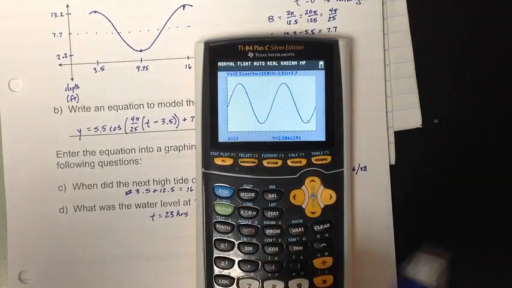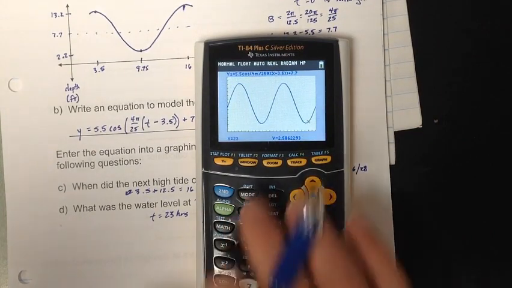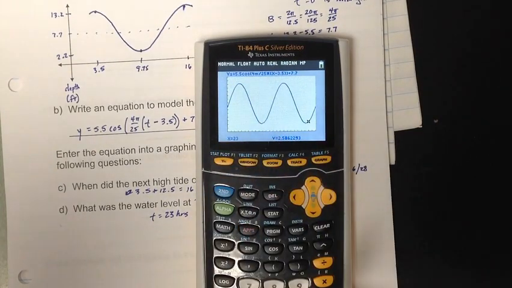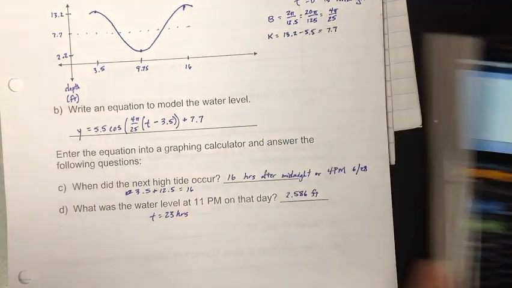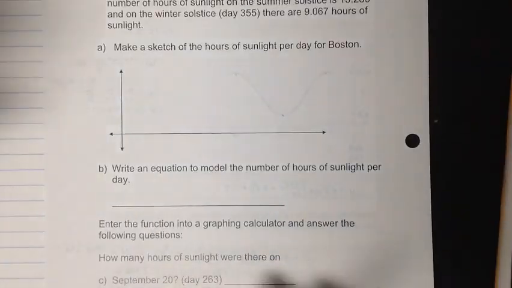And if I want more numbers for x, I don't have to keep on typing second trace 1. If I want 5, I can press enter. 9, I can press enter. 12, I can press enter. And I can get whatever I want. Okay? On to the back.